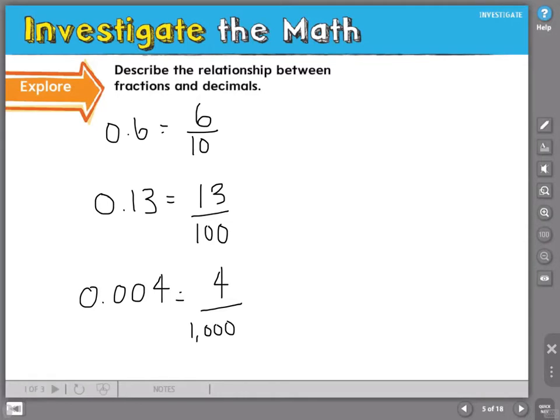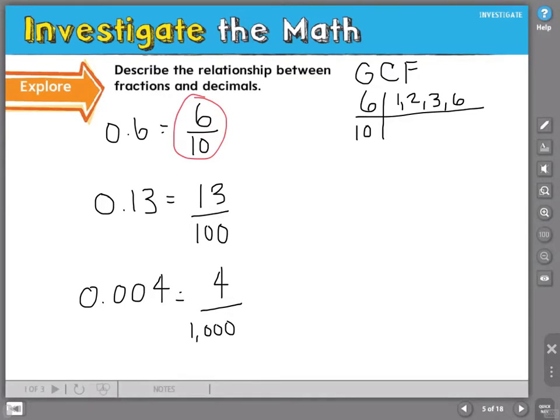that they are not in their simplest form. So we might have to simplify them. And as you remember, we need to find the greatest common factor of both the numerator and the denominator. So let's find factors of 6. Well, I know 1, 2, 3, and 6 are factors of 6. We also need to find factors of 10. 1, 2, 5, and 10.